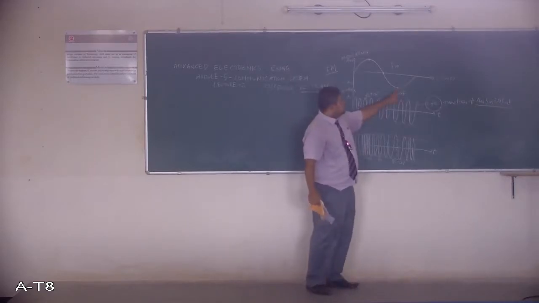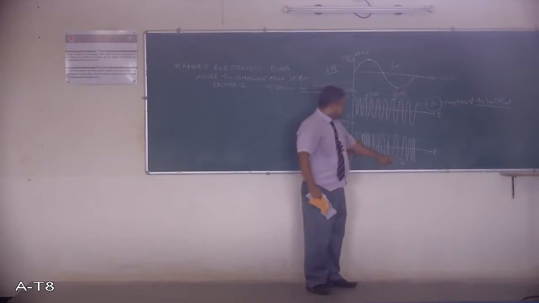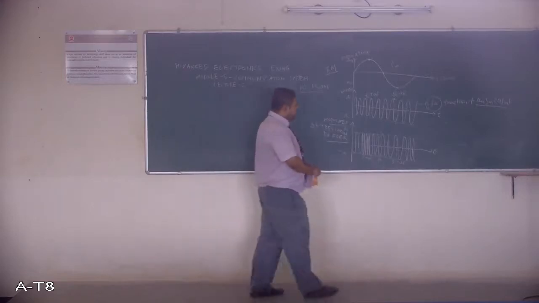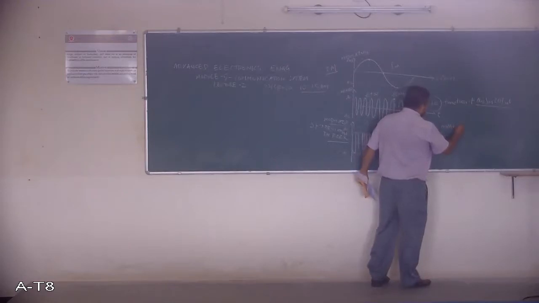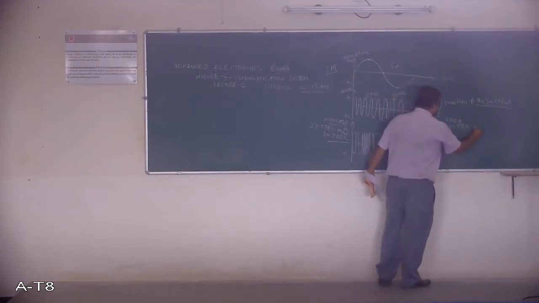Whereas whenever the modulating signal has the least amplitude, in that case this frequency will become least. It will become FC minus delta F. So what we can find is this is modulated, and this is called the frequency modulated waveform.